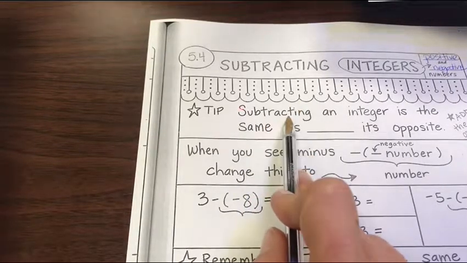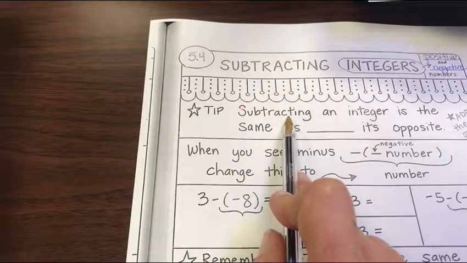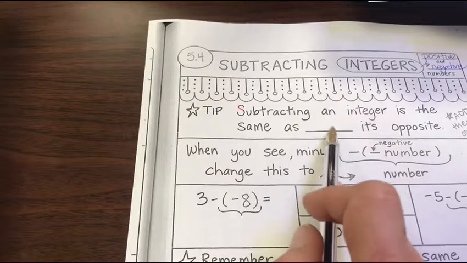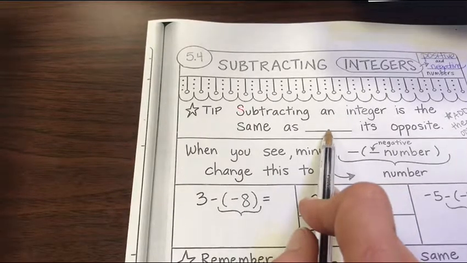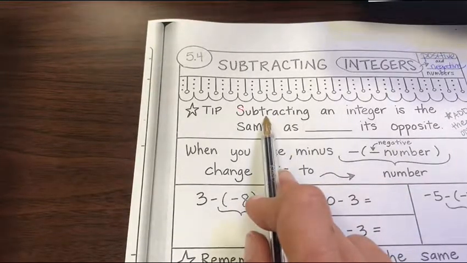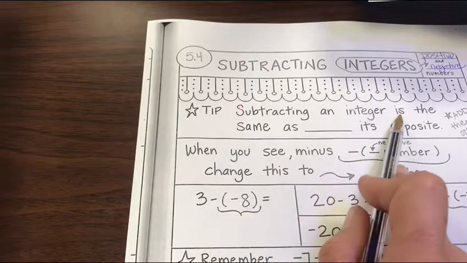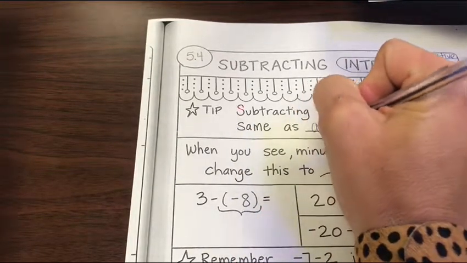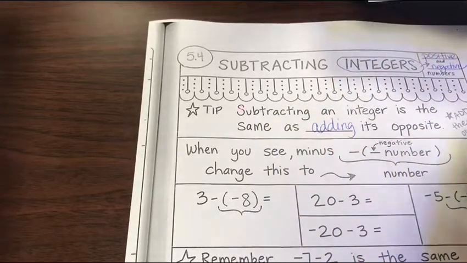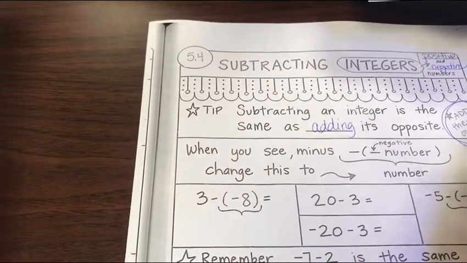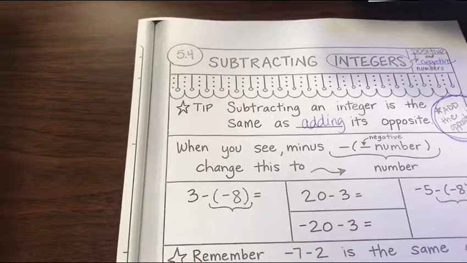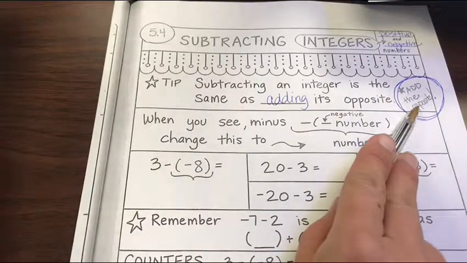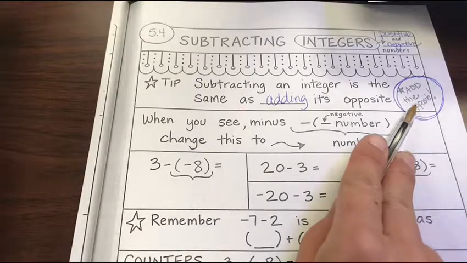And so what happened was the mathematicians came up with a way to change the subtraction problem back to addition so that we can follow the addition rules. And so we are going to subtract an integer that is the same as adding its opposite. So add the opposite. You're going to hear me say that over and over. We're changing it to addition, and then we're changing the second number to its opposite.